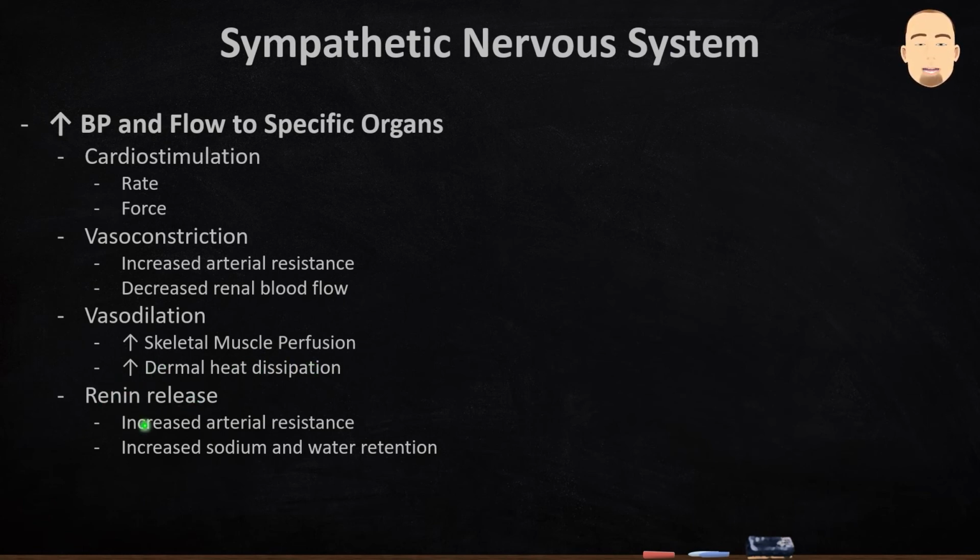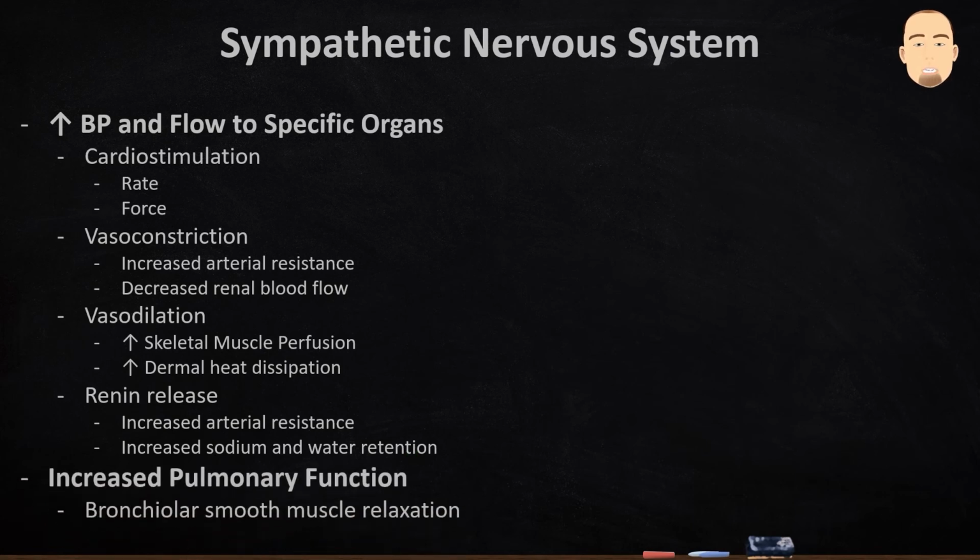Pro-renin release that increases arterial resistance through angiotensin II and increases sodium and water retention through angiotensin II and aldosterone-mediated sodium and water retention. The sympathetic nervous system causes bronchial smooth muscle relaxation, so increased pulmonary function through beta-2 receptor activation. Enhanced vision through mydriasis, or dilating the pupils. That's through the alpha-1 receptors, and rather than just saying enhanced vision, it is enhanced entry of light into the retina to allow you to perceive your surroundings better.